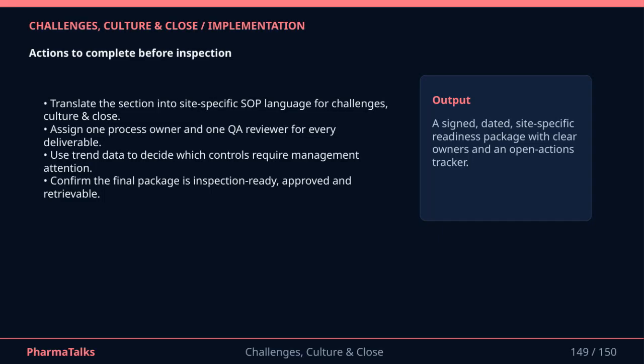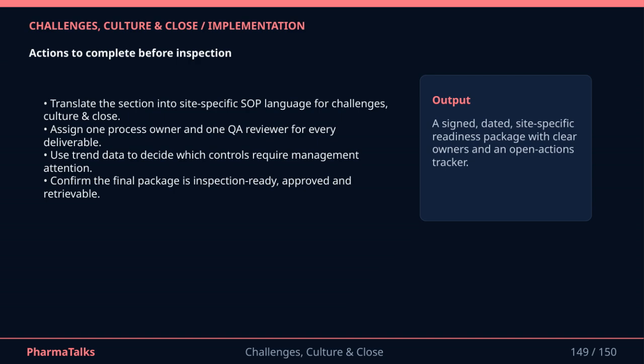Before the inspection, there are several critical actions we need to complete to ensure everything is in order. First, we must translate this section into site-specific standard operating procedure language, tailoring the content specifically for challenges, culture, and close. This helps make the information clear and applicable to our unique environment. Next, it's important to assign one process owner and one quality assurance reviewer for every deliverable. This ensures accountability and thorough review.